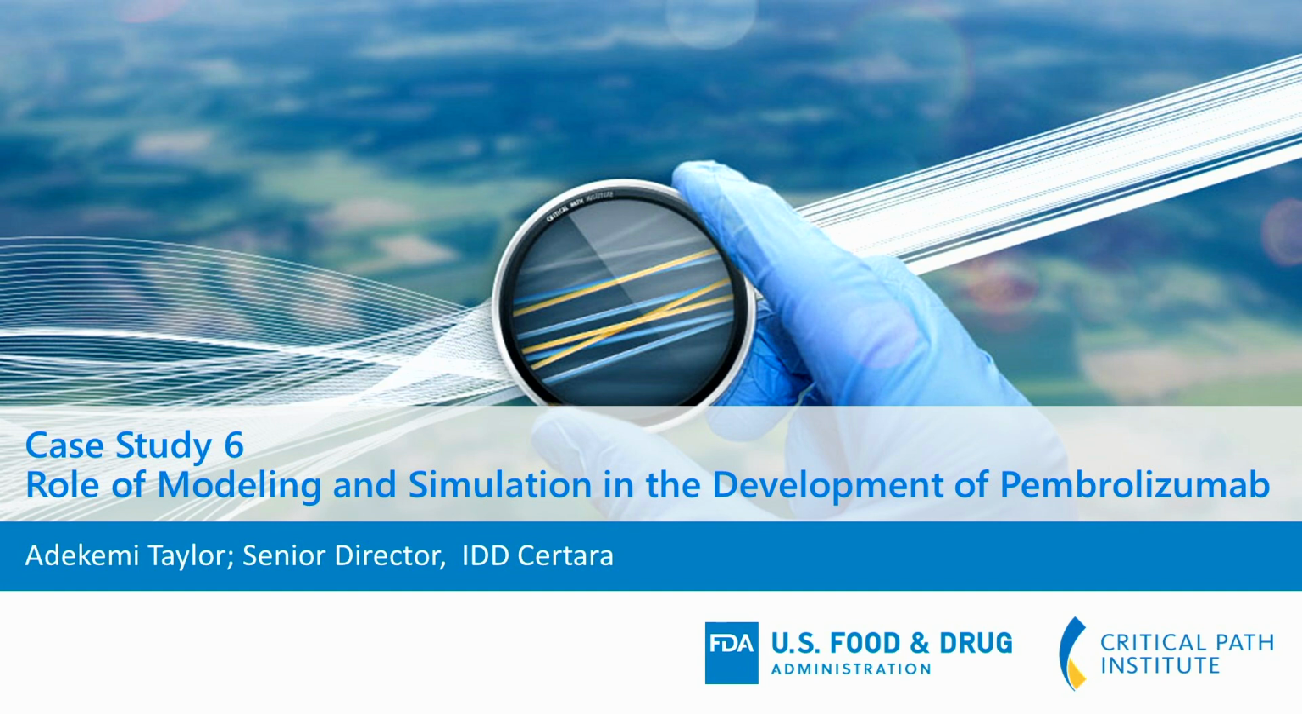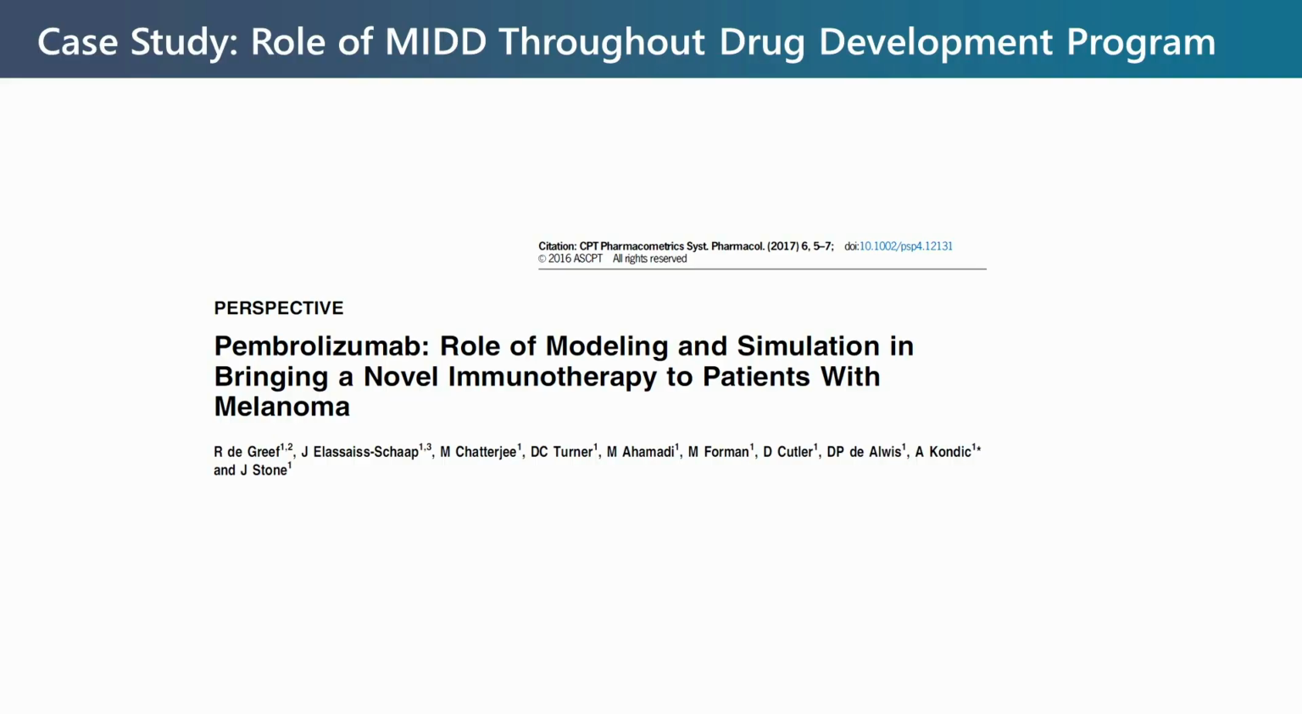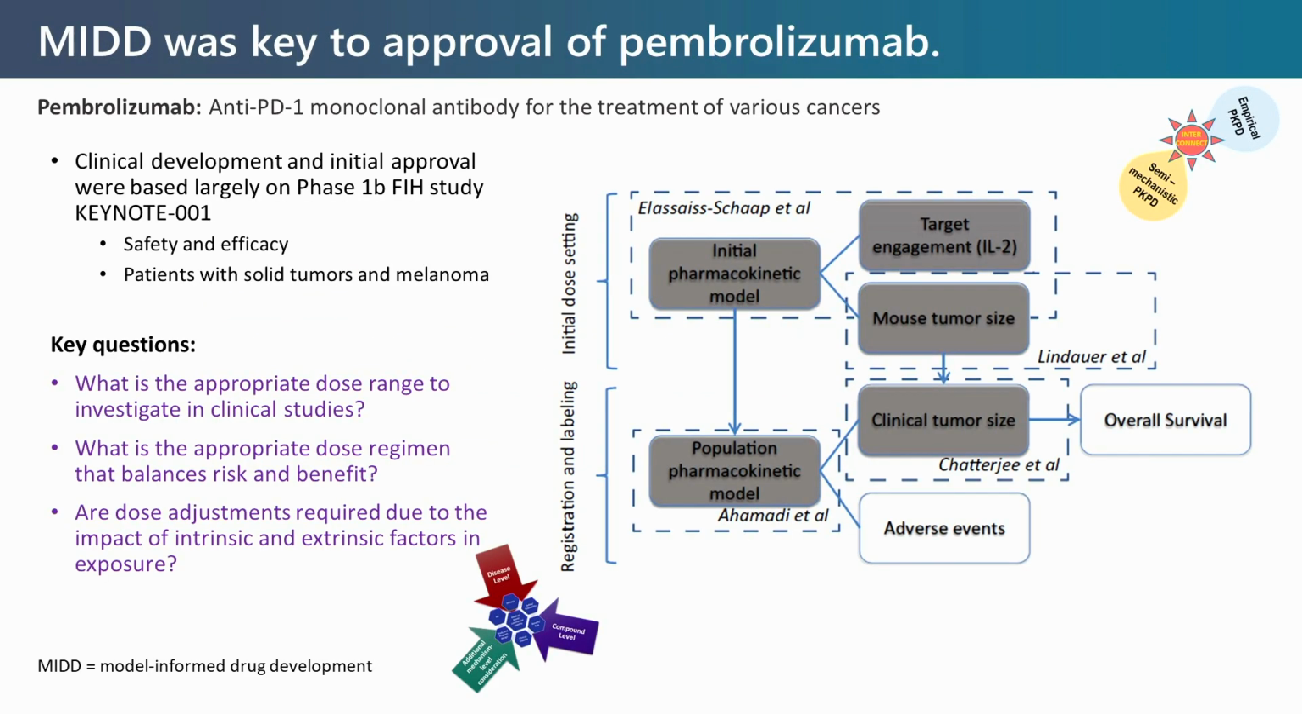I will be presenting the 6th case study about the role of modeling and simulation in the development of Pembrolizumab as an example of model interconnectedness. The case study is based on this paper by De Graaf et al., which gives an overview of the role played by modeling and simulation in bringing the novel immunotherapy Pembrolizumab to patients with melanoma.